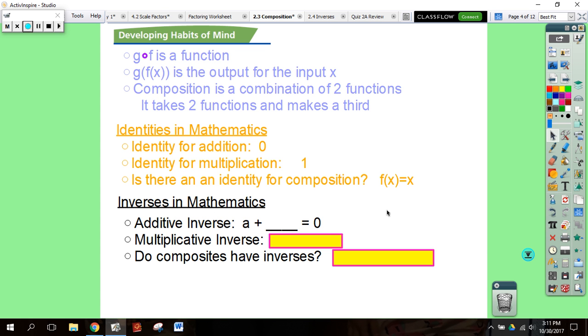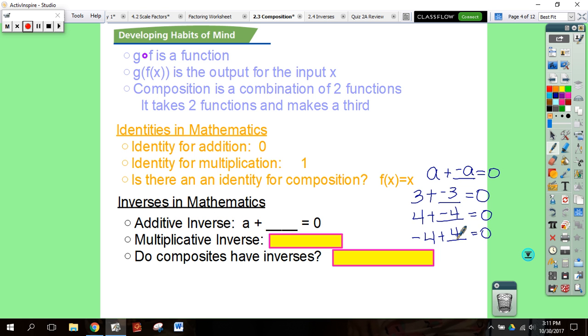So additive inverse you can think of as what would you have to add to A to get your identity, okay? Like if you had 3 plus what is equal to 0? You would have negative 3. 4 plus what is equal to 0? You would have negative 4. So if you have A plus something is equal to 0, all you're saying is that it's the opposite of A. And the same thing you could do for negatives. Negative 4 plus what is equal to 0? You would have positive 4, okay? So it would be the opposite of A.